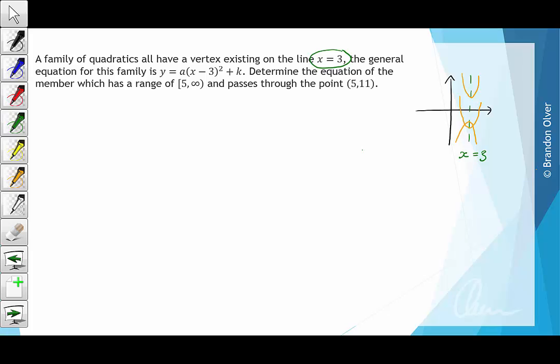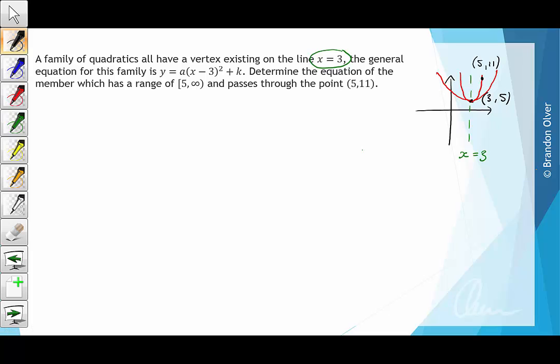So the next piece of information says that we have a range of 5 to infinity, which means that our parabola, if we get rid of these possible orange ones, must have a turning point when x is 3 and y is 5. Now, it could still be quite shallow or quite broad, alright? So we need to determine the value of a, which is the dilation factor, such that it goes through the point (5, 11). So the point (5, 11) is somewhere around up here.